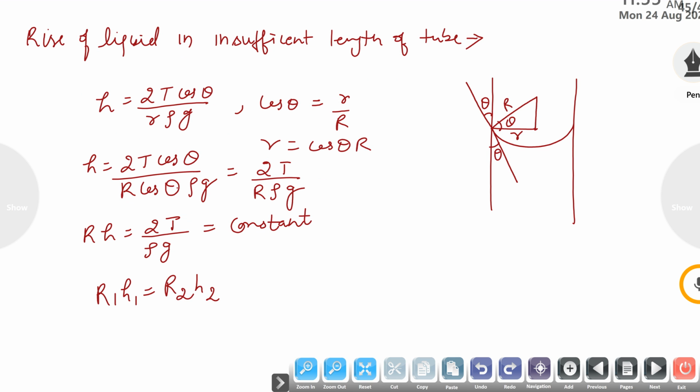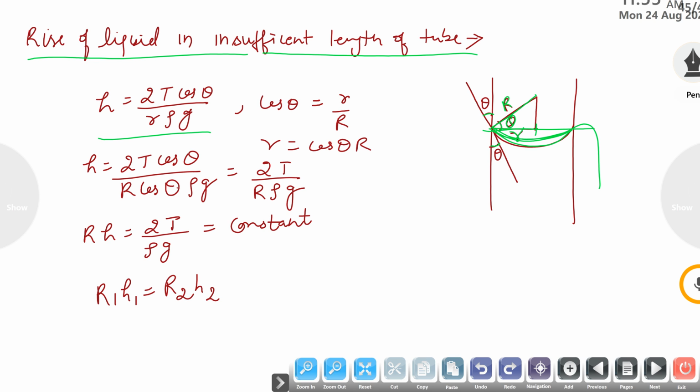Next is the rise of liquid in an insufficient tube length. If the length of the tube which is dipped inside a liquid is insufficient, then the liquid will not flow out from the tube. It will simply increase its radius of curvature. Now, this you have to prove. Suppose the increased radius is R and this is the radius of the tube, small r. If this is theta, then this will also be theta, as the angle between two lines is similar to the angle between their perpendiculars.